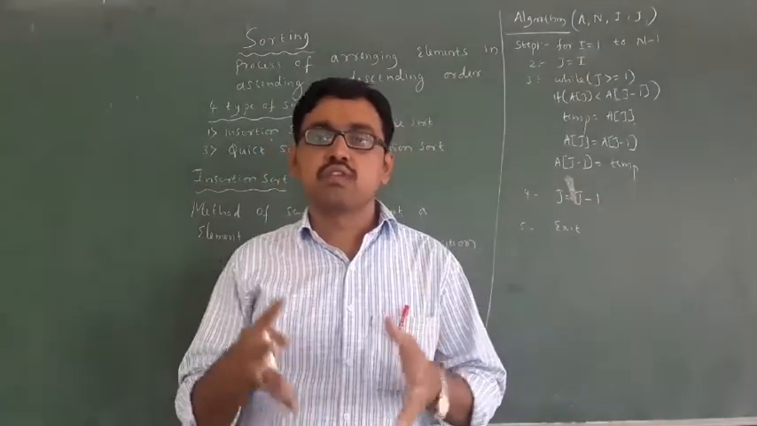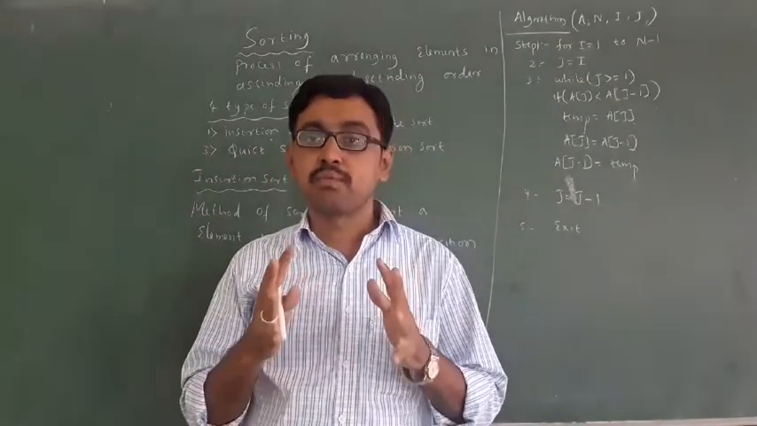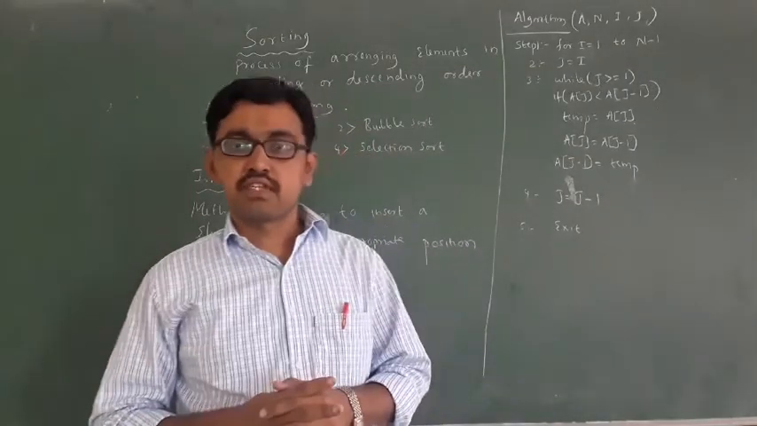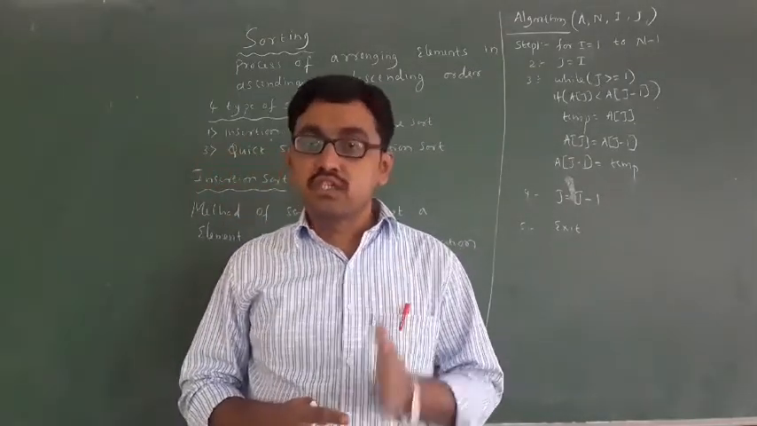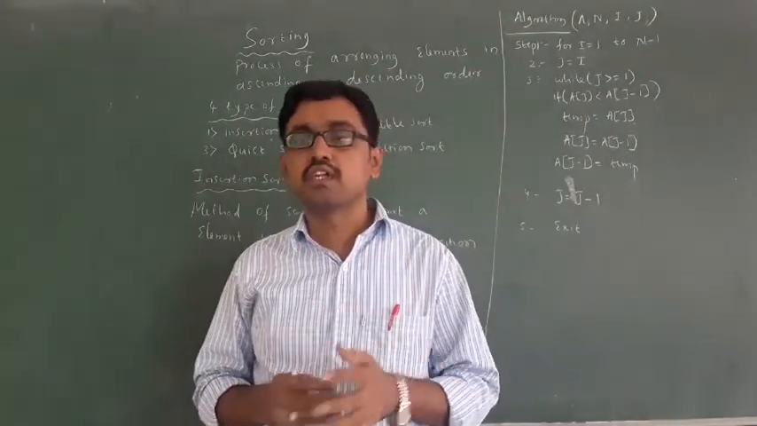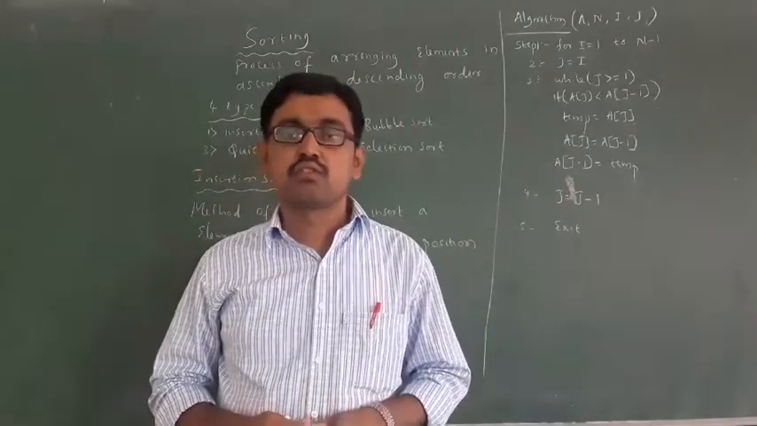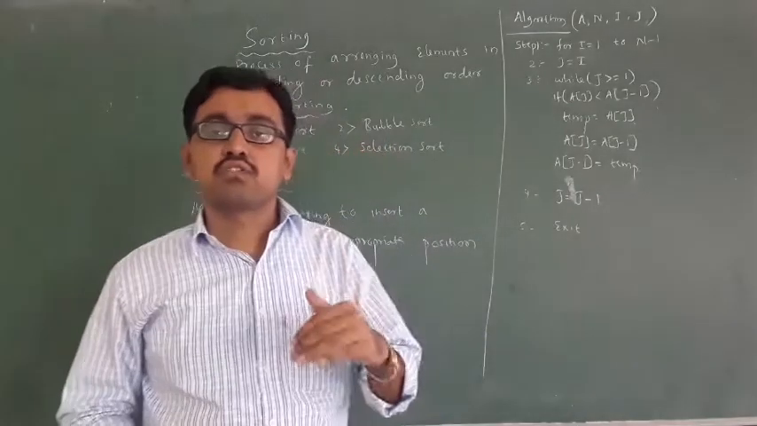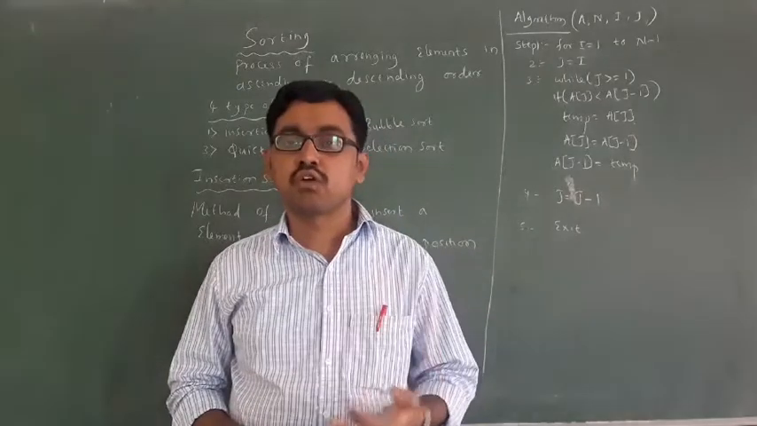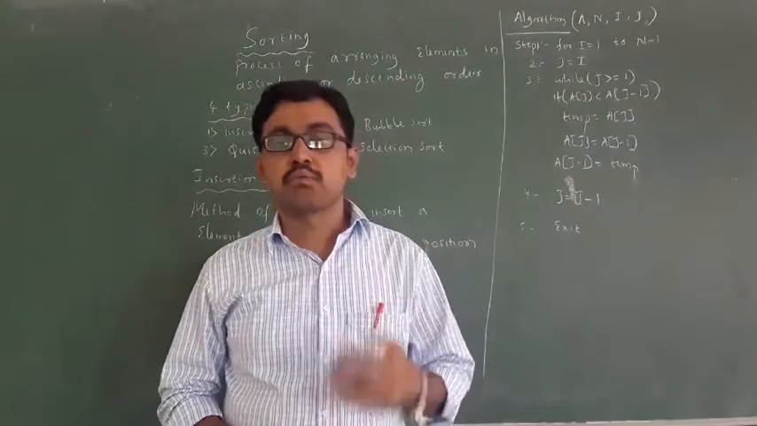We know the array operations. There are 5 operations. The first operation is traversing, the second operation is searching, the third operation is insertion, then deletion, and the fifth operation is sorting. These are the operations on an array. Many times in examination they will ask you to explain the operations on array, the operations on non-primitive data structures.